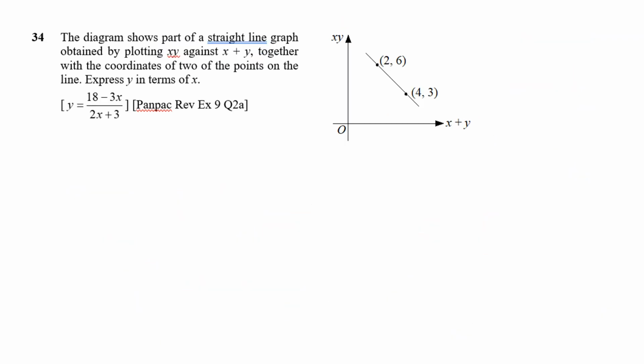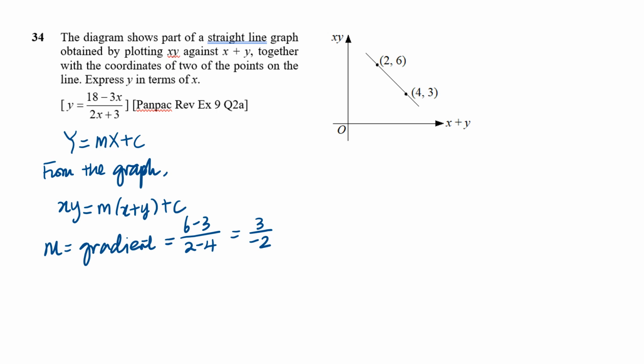This one is slightly easier. Again, same thing. Let's start off with y equals to mx plus c. So if you look at the diagram, on the y-axis is xy, and on the x-axis is x plus y. So you just plug into this guy here, y equals to mx plus c. Right, so you're given 2 points there. So this question is easier than the previous one.